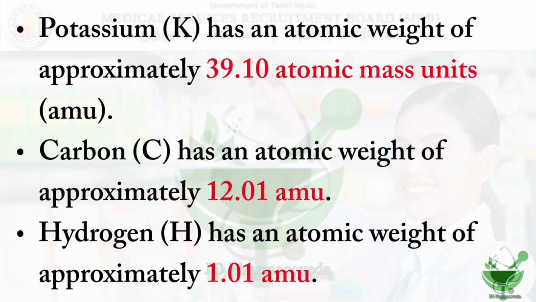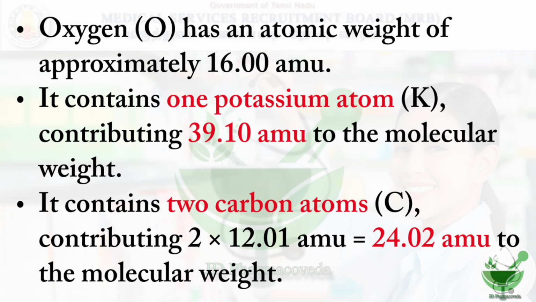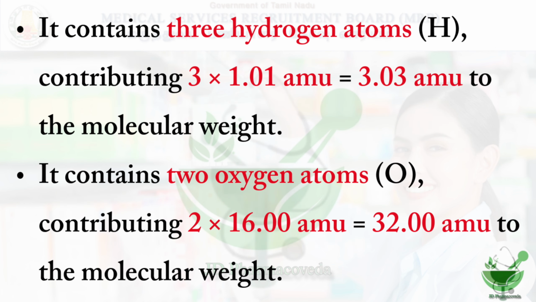For potassium, it is 39.10 atomic mass units. For carbon, 12.01 atomic mass unit. For hydrogen, 1.01 atomic mass unit. For oxygen, it is 16.00 atomic mass unit. So for 1 potassium atom, it is 39.10 AMU. For 2 carbon atoms, it is 2 into 12.01 AMU, 24.02 AMU. And 3 hydrogen, 3 into 1.01 AMU equal to 3.03 AMU. For 2 oxygen, 2 into 16, 32 AMU.